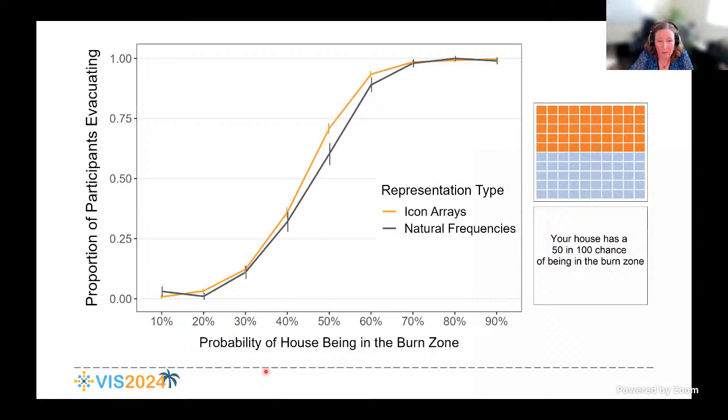So overall, people were significantly more likely to evacuate when they saw the icon arrays than the natural frequencies. At the extremes, when the probability of the house being in the burn zone was very low or very high, it didn't make much difference. But in the middle of the scale, we saw this tendency towards more risk-averse decisions with the icon arrays.